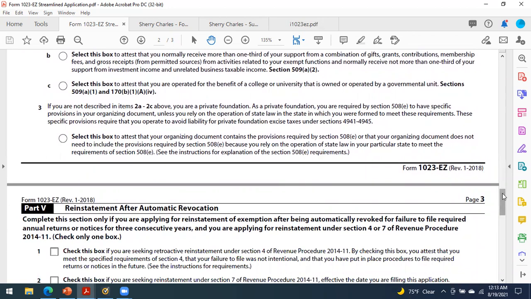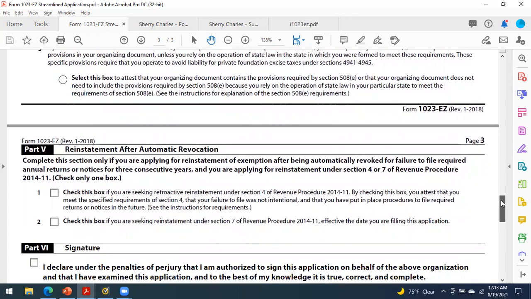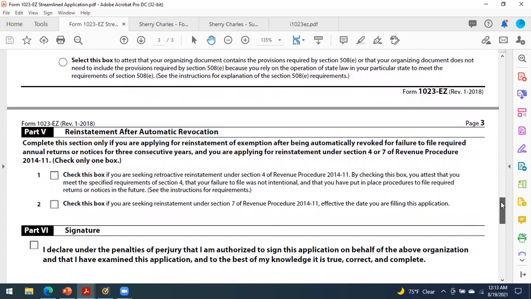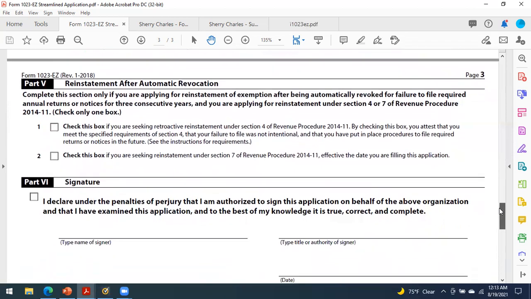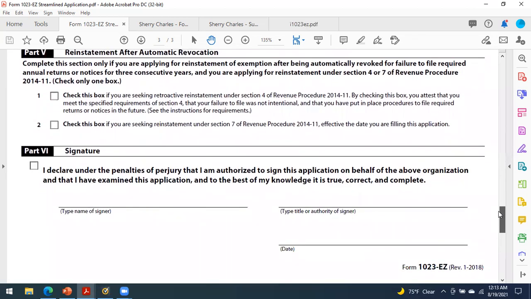They're asking you to attest or confirm that you have completed the documents, and they will be readily available for review if the IRS requests it. Part 5 deals with if you are reinstating a 501c3 nonprofit organization after automatic revocation by the IRS. And if you are, you want to check the appropriate box for the type of reinstatement you would like to pursue. And then part 6 is your signature.